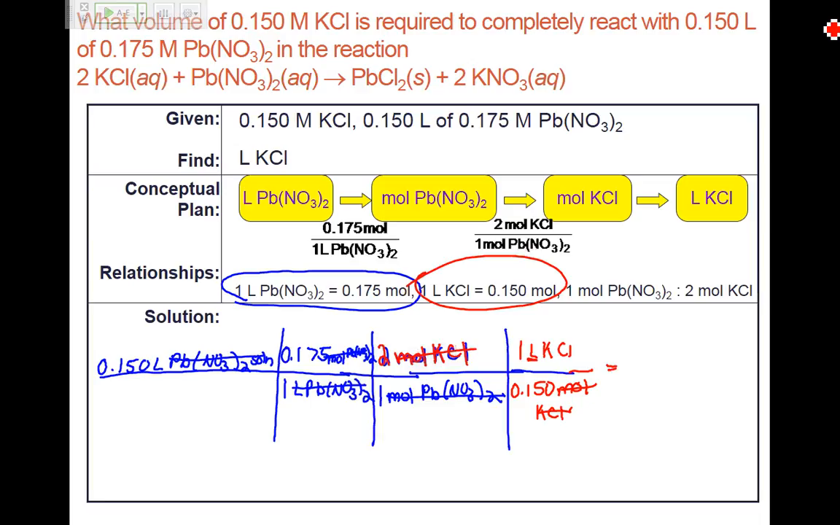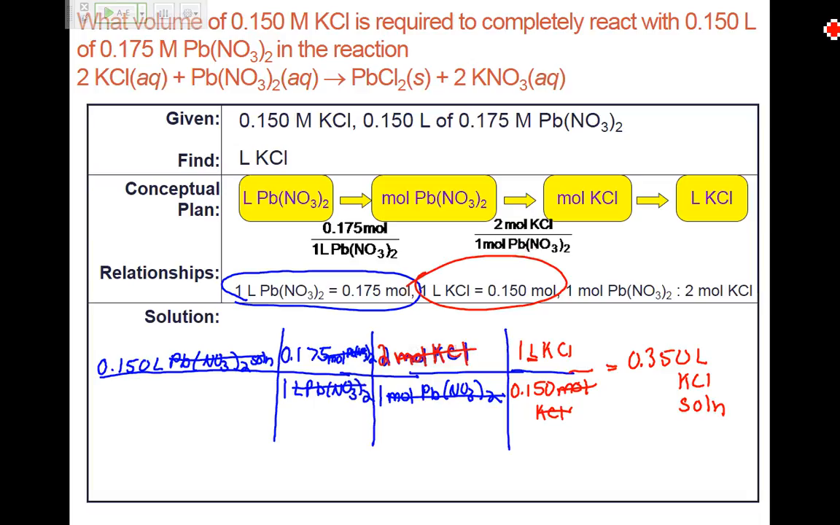Now I can convert this to milliliters if I need to, bless you. But in this case, they're not being specific as to what units, they just want to know what volume. So liters is a volume, and that's perfectly fine. So what I need is, I'm going to have to measure out 0.350 liters of my KCl solution and mix that with my 0.150 liters of Pb(NO3)2, and that will give me a full reaction. Again, that's with the molarity concentrations that we're given.